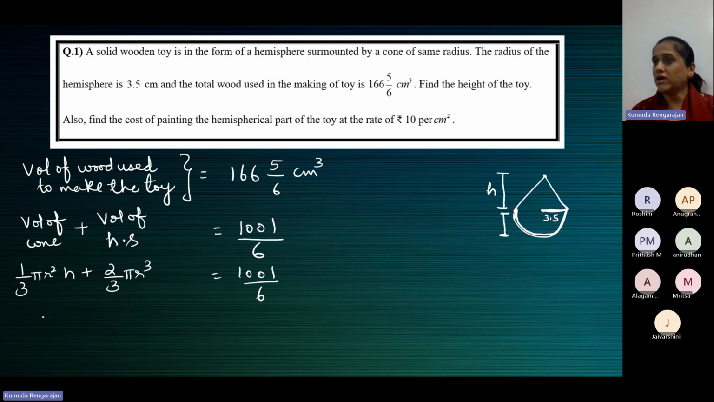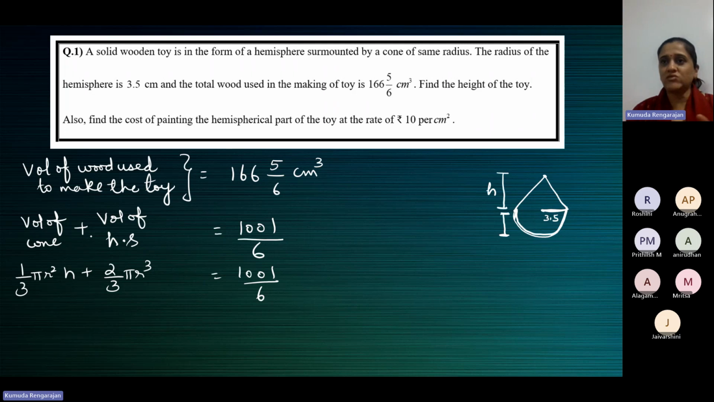Now I want to have your attention. Please listen to me. Stop writing. Now read these three equations. Volume of wood used to make the toy is 166 5 by 6 cm cube. This is what is given. All right, so how do you express that?